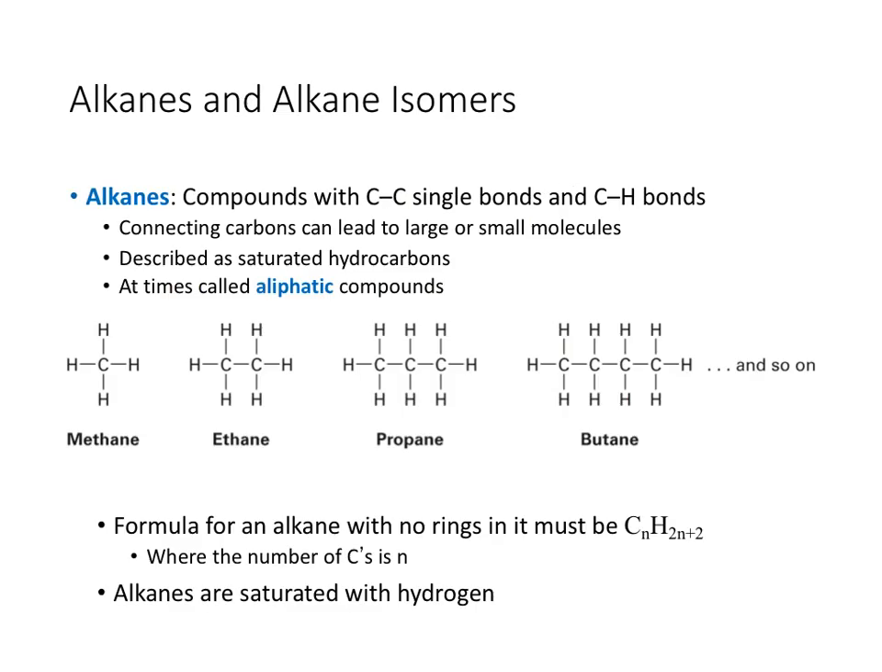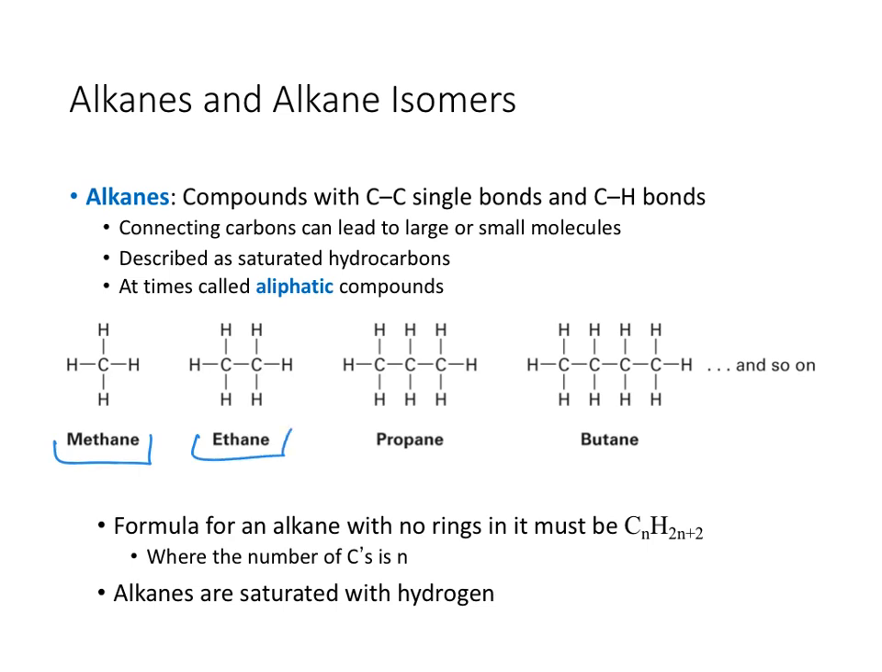Alkanes are compounds with carbon-carbon single bonds and carbon-hydrogen bonds. Connecting carbons can lead to large or small molecules. They're often also described as saturated hydrocarbons, and sometimes they're called aliphatic compounds. This alkane is the simplest alkane. It's called methane, and it has 4 hydrogens singly bonded to carbon.